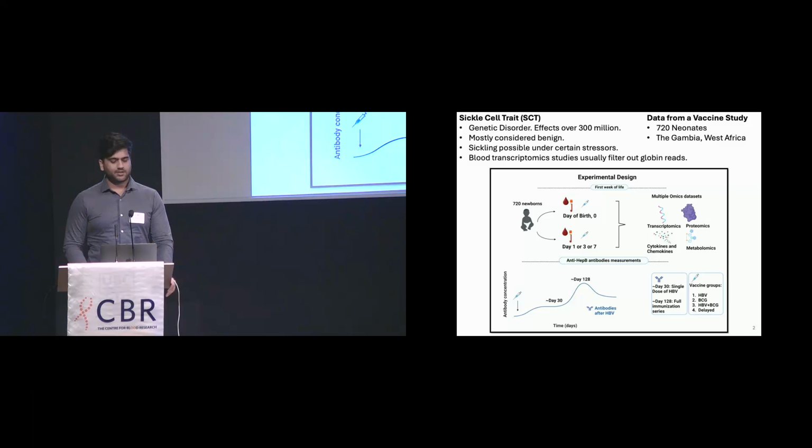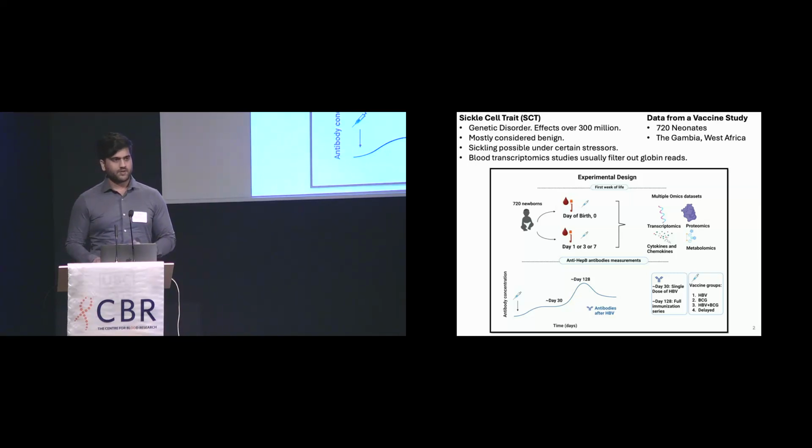And to do this, we used data from a vaccine study. This study was with 720 neonates who were born in the Gambia and vaccinated with hepatitis B. Two blood samples were collected from each neonate, one on the day of their birth and one on a randomized day during the first week of their life. These samples were then used to generate multiple omics data sets, or biological data sets. In addition, we used 2 additional samples to record their anti-hepatitis B antibody titers, after 1 month and after 4 months.